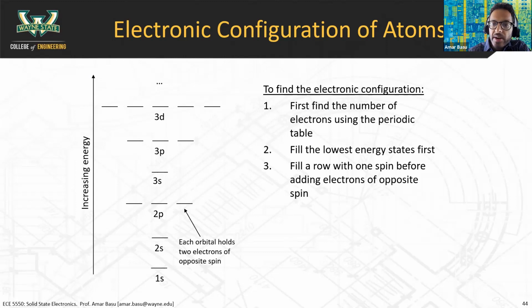So the first rule when we're trying to figure out the electronic configuration of an atom is to find the number of electrons using the periodic table. Then start filling up the electrons from the lowest energy states first. And the third rule, I'll get to that in a second: fill a row with one spin before adding electrons of the opposite spin.